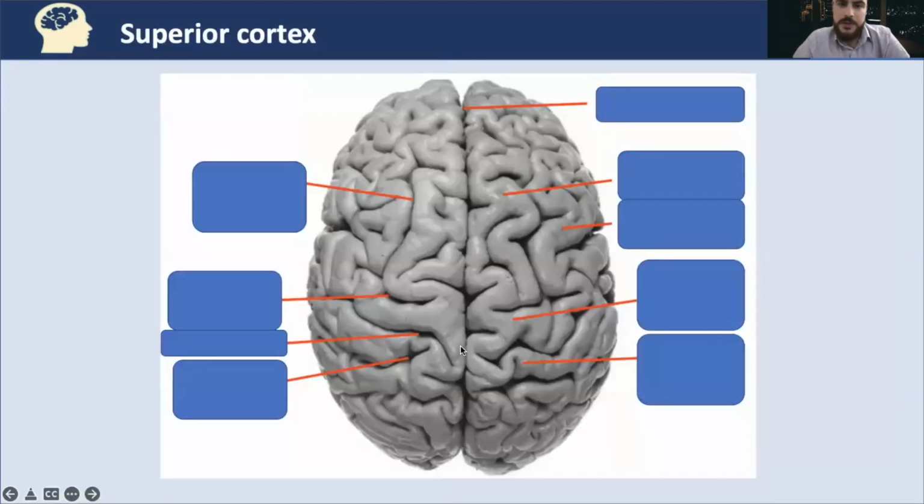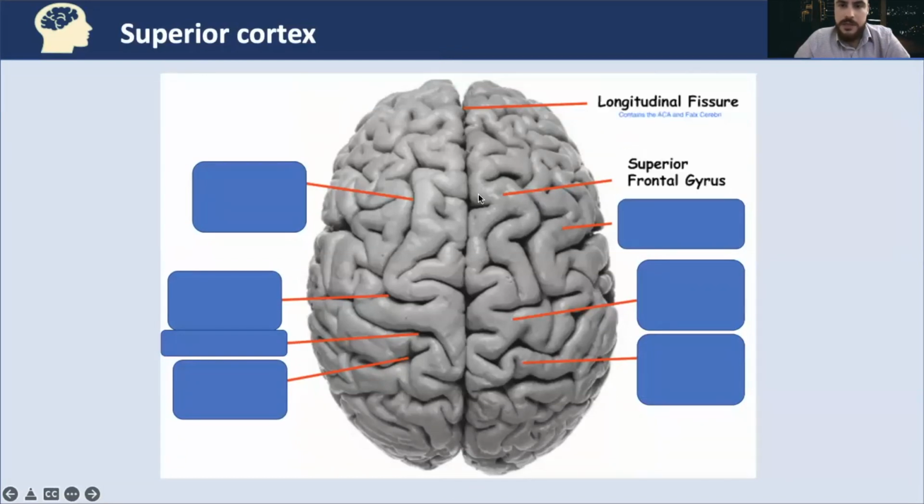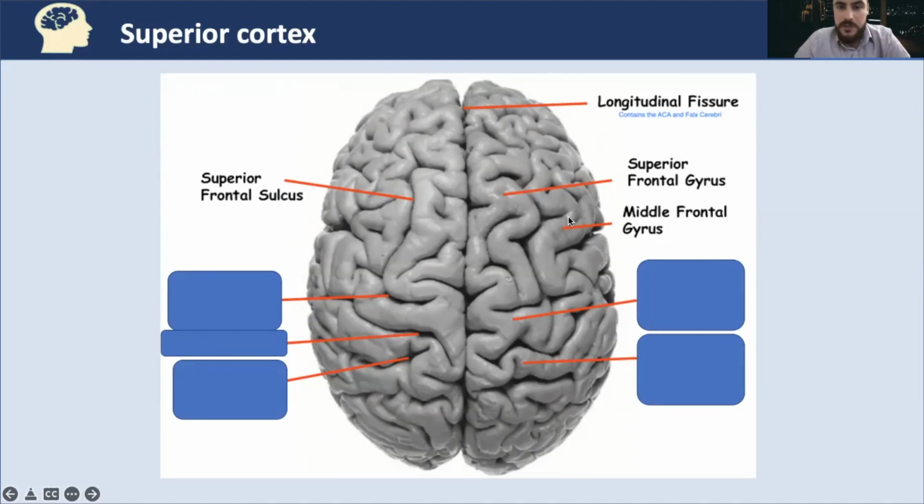Now let's see the superior cortex. This is the right, this is the left, this is anterior, and this is posterior. This is the longitudinal fissure. Here we have the superior frontal gyrus. This is the superior frontal sulcus over here, and here also the superior frontal sulcus. And this is the middle frontal gyrus here, and the middle frontal gyrus here also.